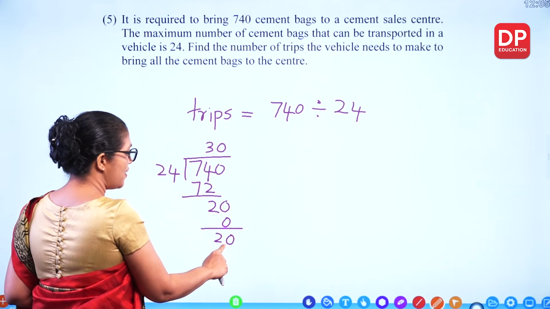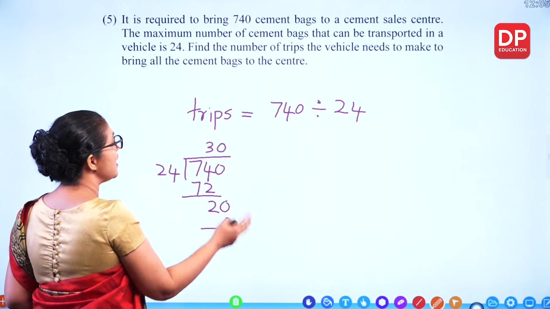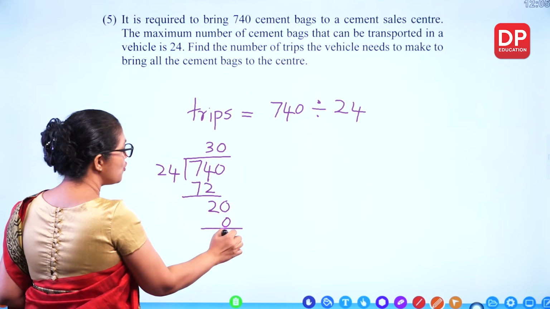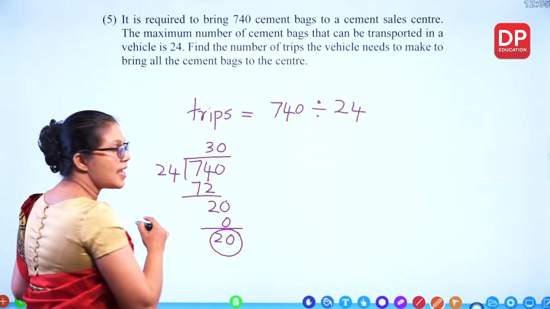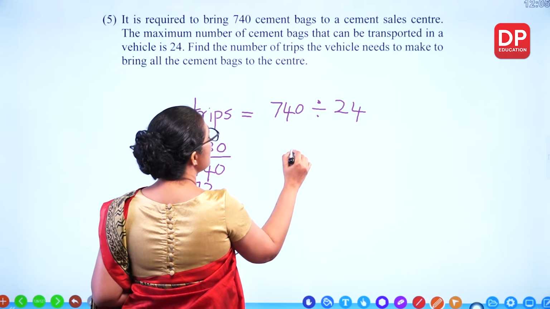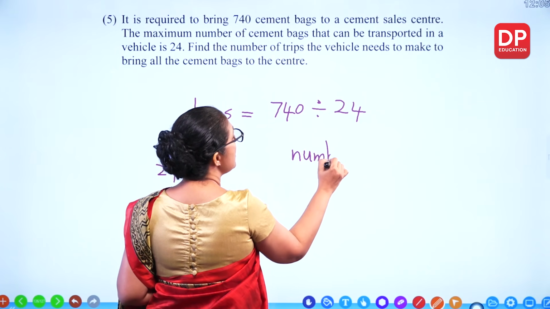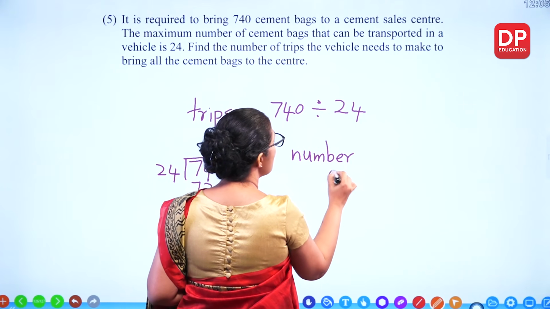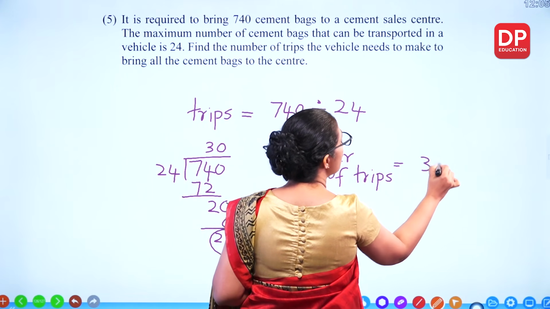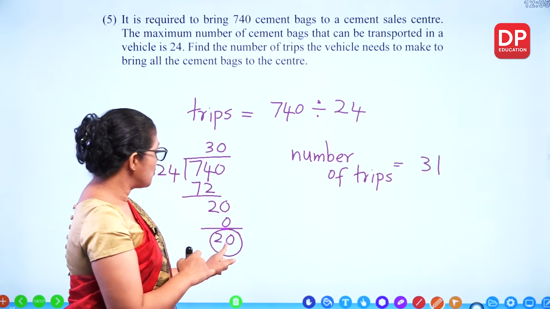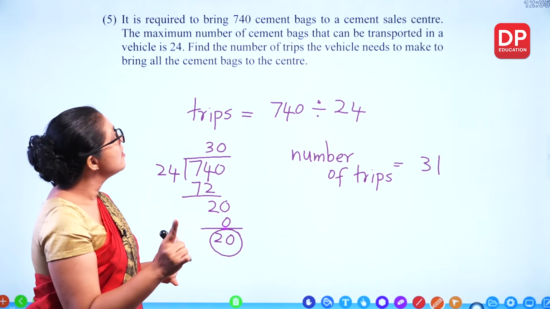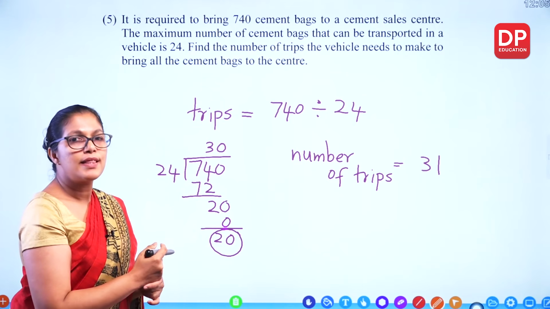So here 20 remaining, 20 cement bags remaining. So 30 trips altogether, but we need to transport this 20 as well. So altogether how many trips? So number of trips should be one more than that. Number of trips is 31. This 30, and to transport this extra 20 cement bags you need another 1 trip. So altogether 31.